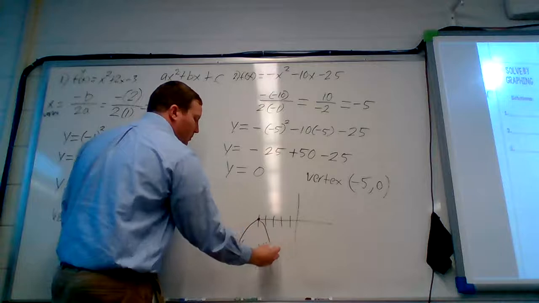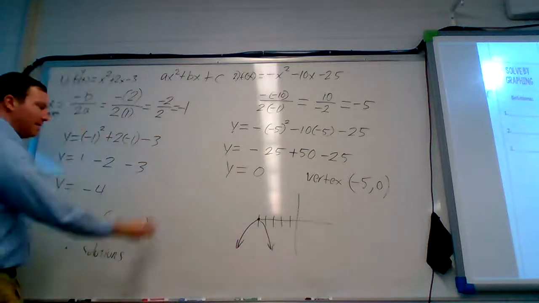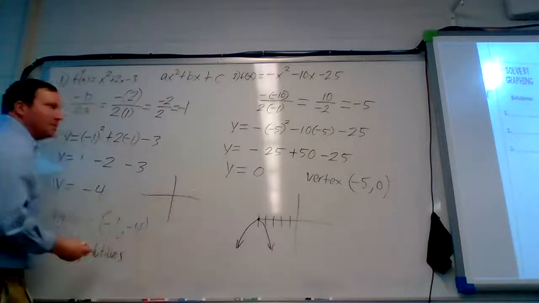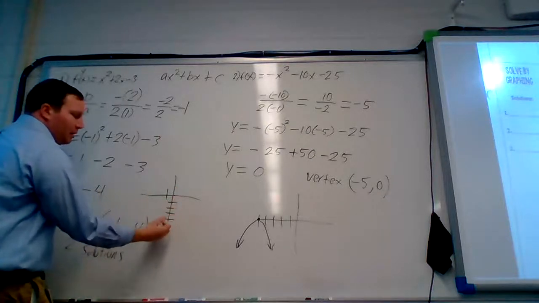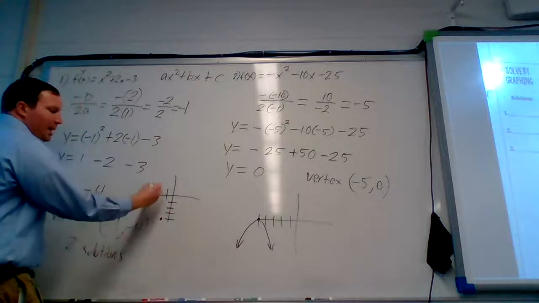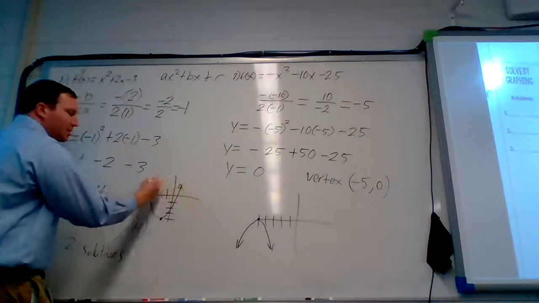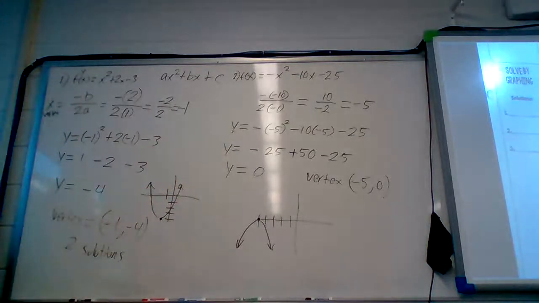Did we graph the first one? No, I forgot to do that. I just used that example that I already had up there. So we're at negative 1, negative 4, and we have that positive a value. So that would be a sketch of our graph for that first one.